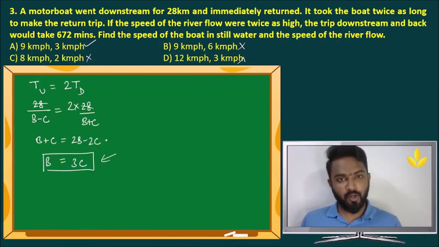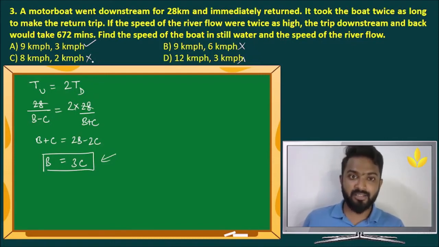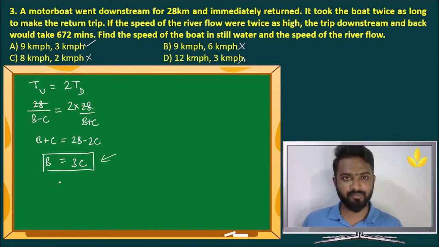Okay, so a lot of times what happens is, if at all you get the relationship, if at all they are asking you to find two entities and you find the relationship between both entities, the first thing you should do is look at the options. There is a very good chance that only one option will satisfy that condition. Okay, let's move on.